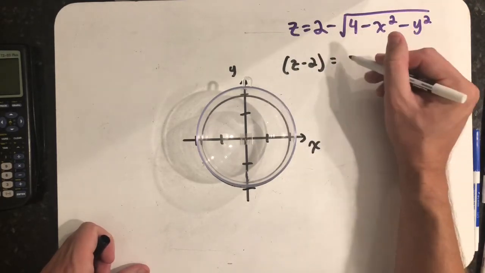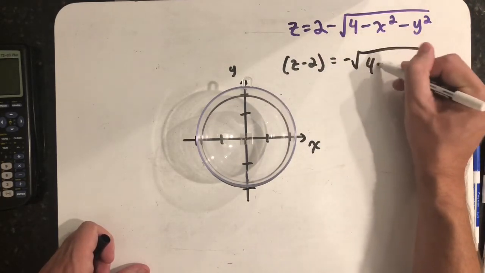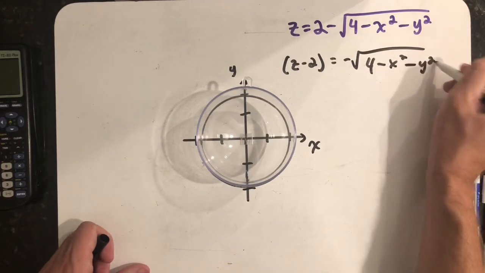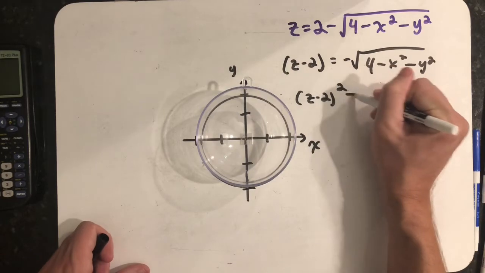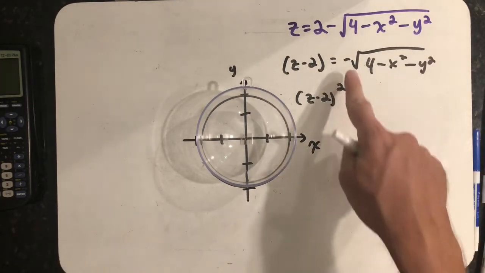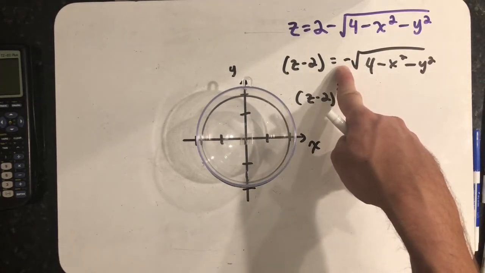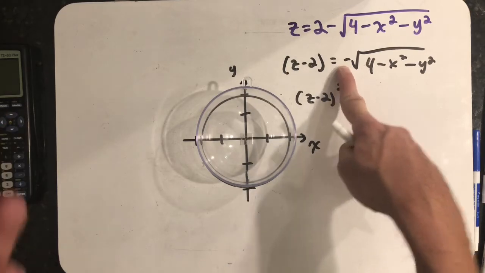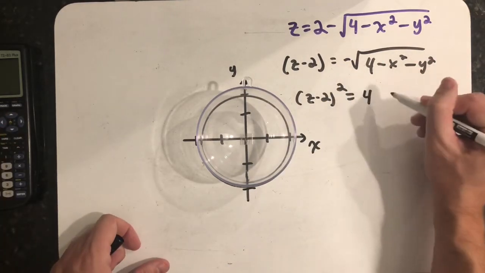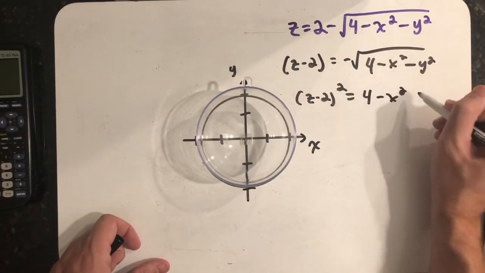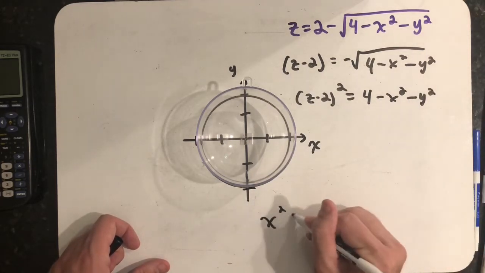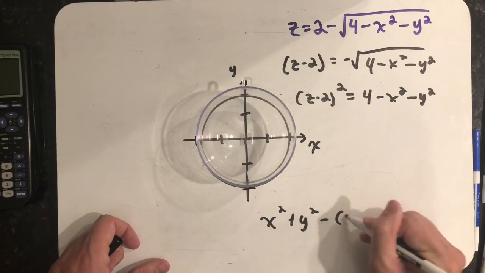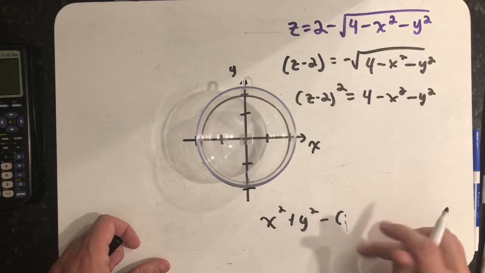I could take 2 away from both sides. I can imagine squaring both sides. And this is where my equation stops really being about the bottom half, because when I square both sides, I lose the information about it being the bottom, right? Because it could have been the positive part when I get 4 minus x squared minus y squared. And if I get the x squared and y squared on the other side, I'm looking at the equation of a sphere.